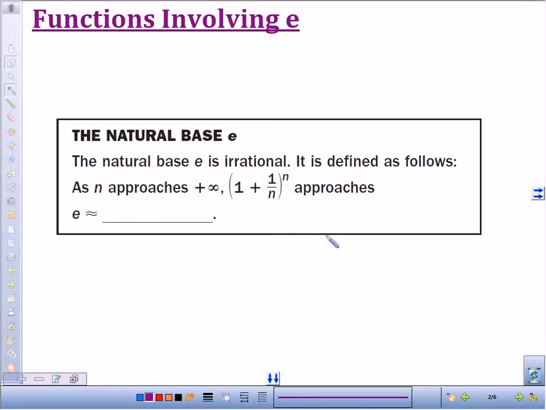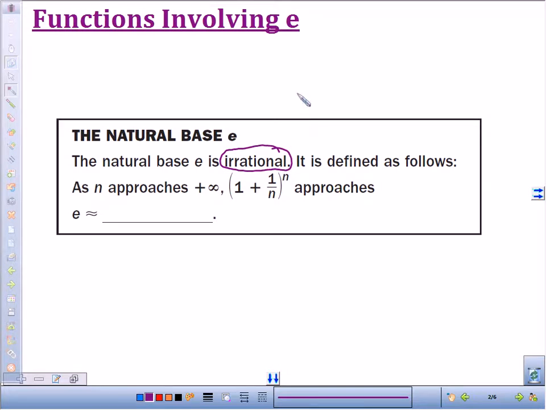You might be wondering just what e is, and that's understandable. You've never seen it before. e is what's called the natural base e. It's an irrational number. Now, we've seen other irrational numbers before. An irrational number is a number that can't be written as a fraction.